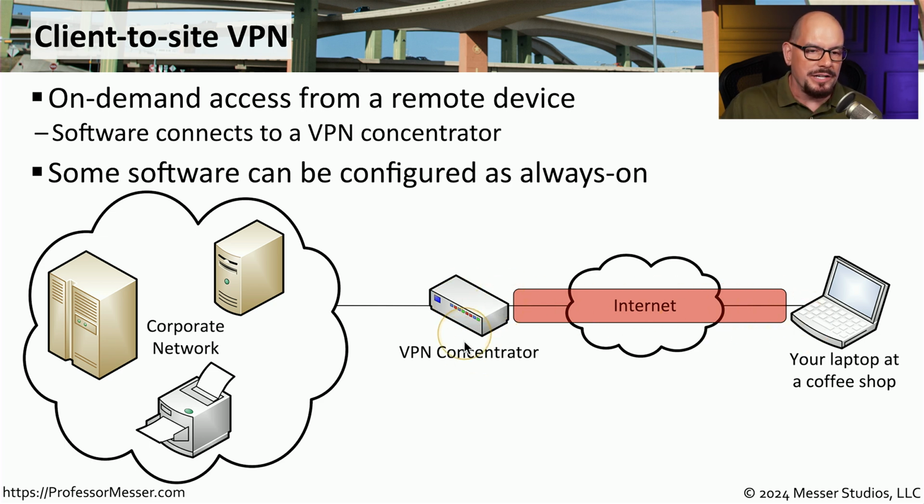When that encrypted data is received by your VPN concentrator, it decrypts that data and then sends all of that into your internal network. Whenever you're sending information back to the laptop, it reverses this process where it takes the information from the corporate network, encrypts it, sends it across the internet, and it will decrypt down at your laptop.